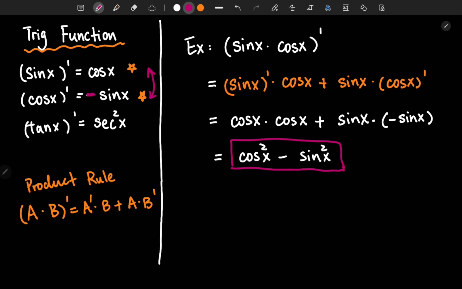Now this is the answer to this question. So again, for the trig functions, what you really want to remember is the derivative for sine x and cosine x. They're just the opposite of each other. For cosine x, don't forget to put a minus sign in front of it.